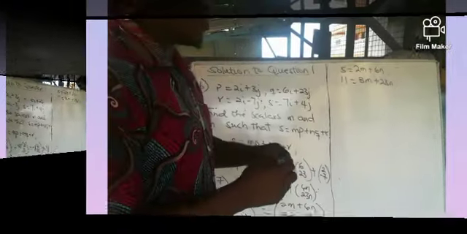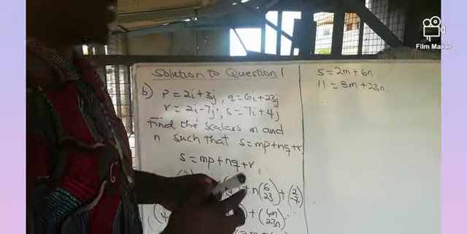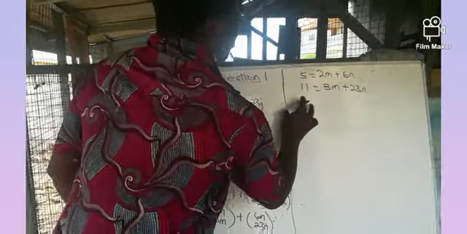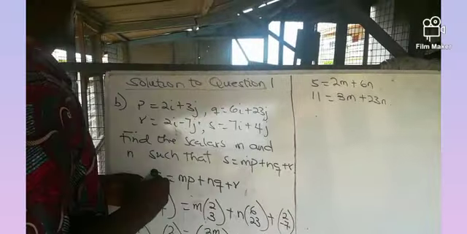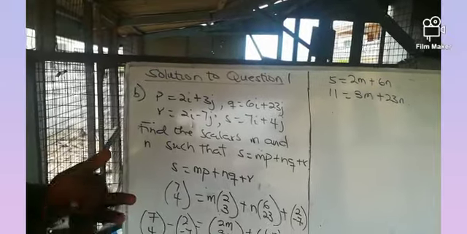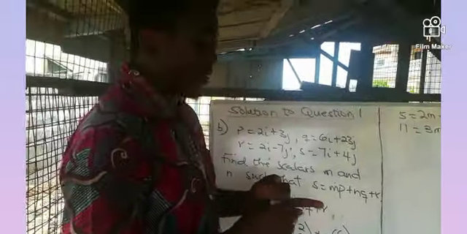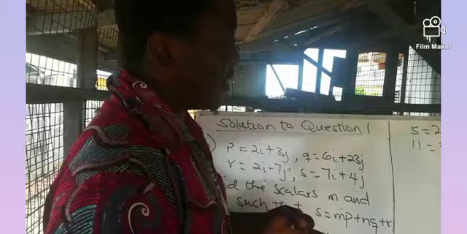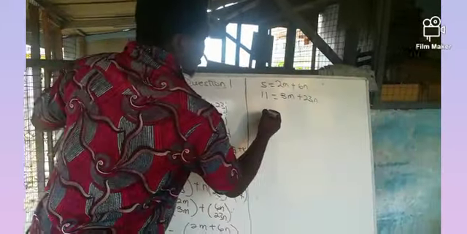Equations, and we have to solve them simultaneously. To solve simultaneous equations, we have three ways: the graphical method, elimination method, and substitution method. But we are using the substitution method.